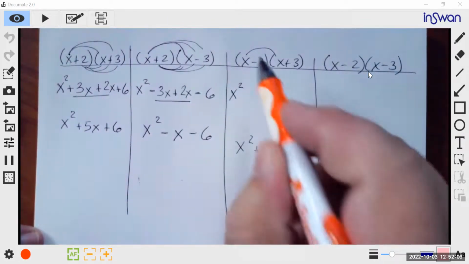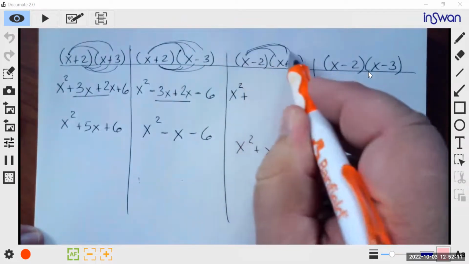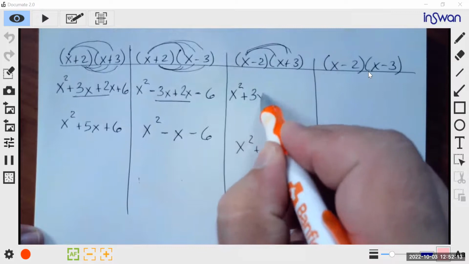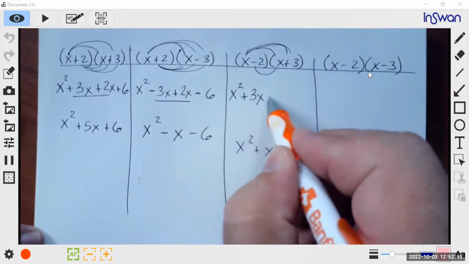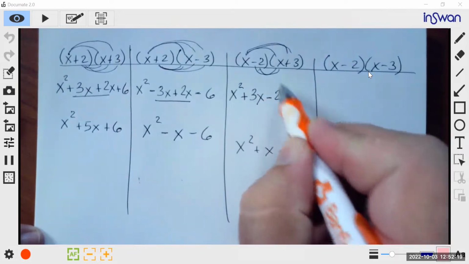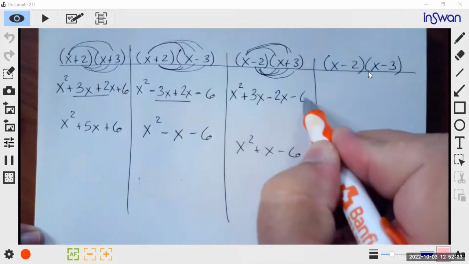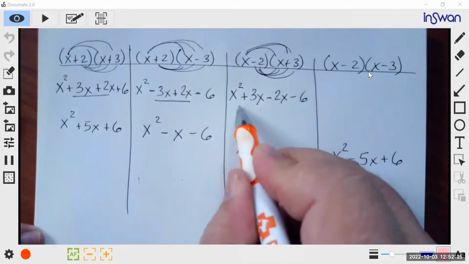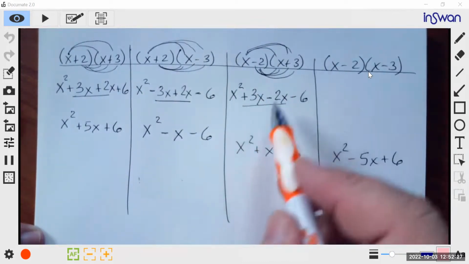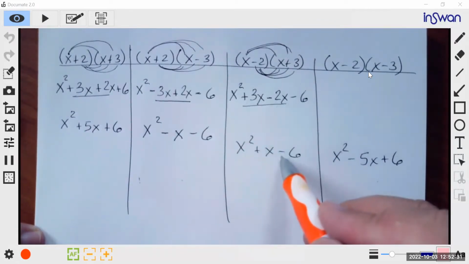x squared plus 3x minus 2x minus 6. Combine like terms. x squared. 3 is bigger than 2, it's positive. 3 minus 2 is 1, minus 6.